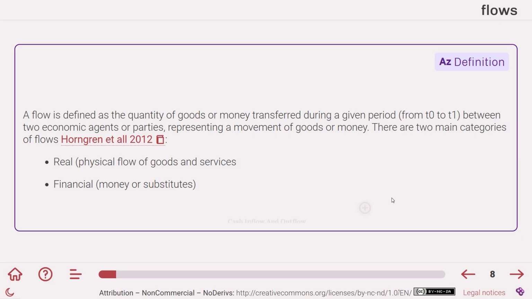So let's discover the definition of flows. Flows are defined as the quantity of goods or money transferred during a given period between two economic agents or parties, representing a movement of goods or money. There are two main categories of flows: real flows, which are goods and services, and financial flows, which are money or substitutes for money.